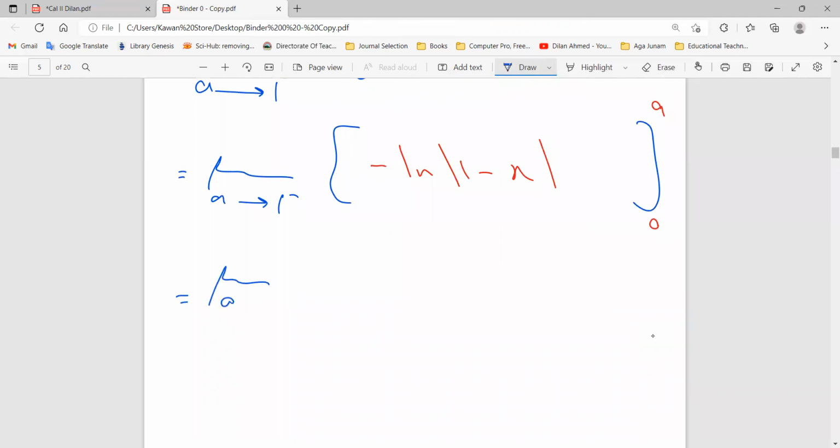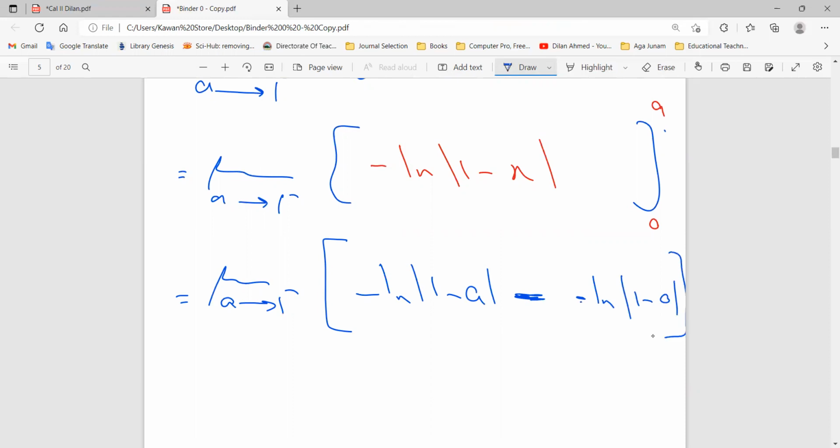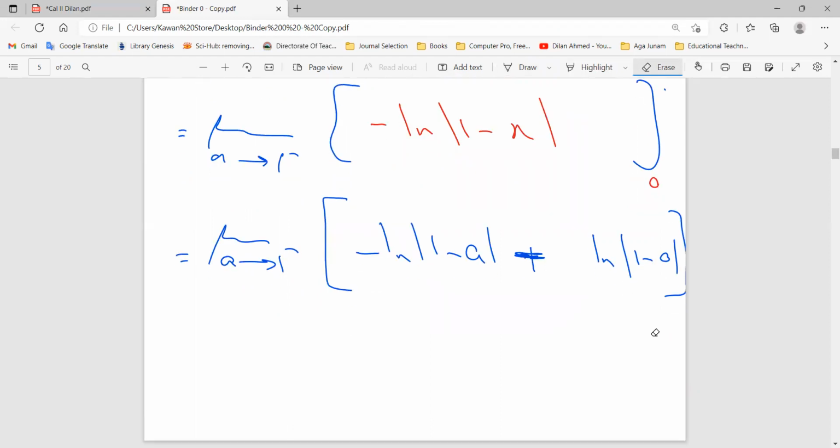Again, the limit does not make any problem for us. Just do it. First, minus ln of (1 minus a), minus the lower bound, minus ln of (1 minus 0). Minus multiplied by minus gives plus, and that one will be ln of 1, and ln of 1 is equal to 0. We repeat that one many times. So our result remains like that.